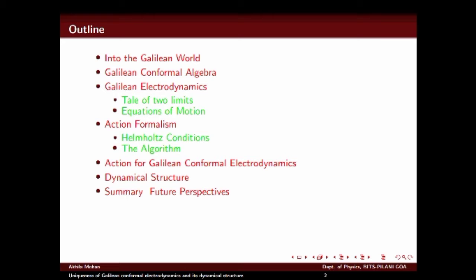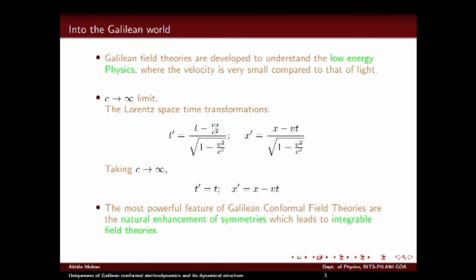Okay, let's begin with the introduction. Galilean field theories were developed to understand low energy physics, where the velocity is very small compared to that of light. The Galilean space-time transformations can be seen by taking the c tending to infinity limit of the Lorentz space-time transformations given here. The main motivation behind the study of Galilean conformal field theories is the natural enhancement of symmetries, which leads to integrable field theories.